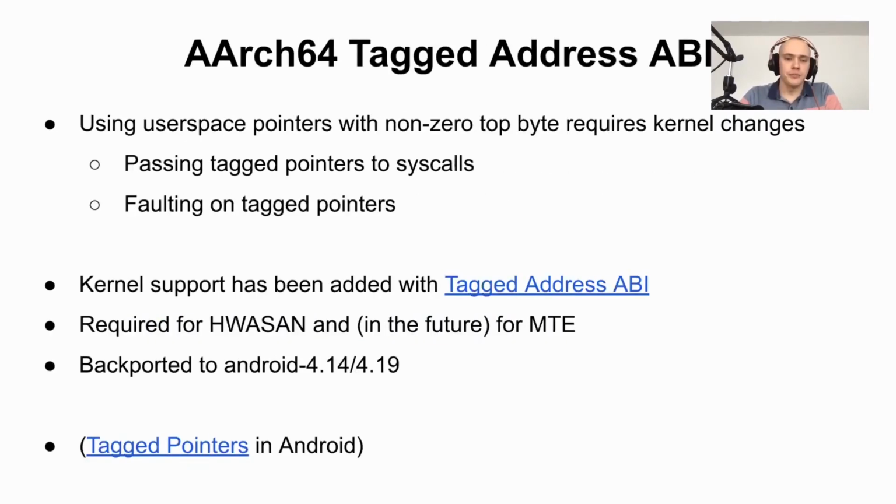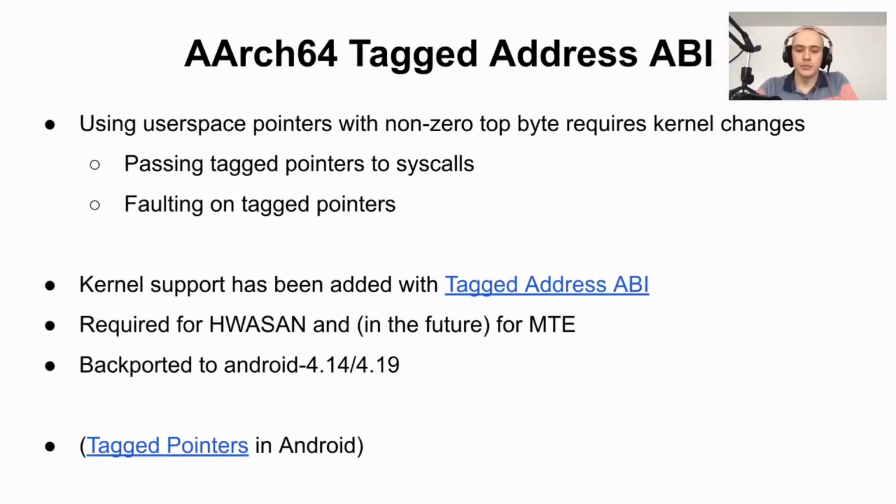Let's say we're using memory tagging, or we're using KASAN in user space, and we have a problem. The problem is that when we use top byte ignore, the user space pointers will end up with the top byte set. But the Linux kernel by default does not expect that. The Linux kernel only accepts user pointers that have 0 in the top byte.